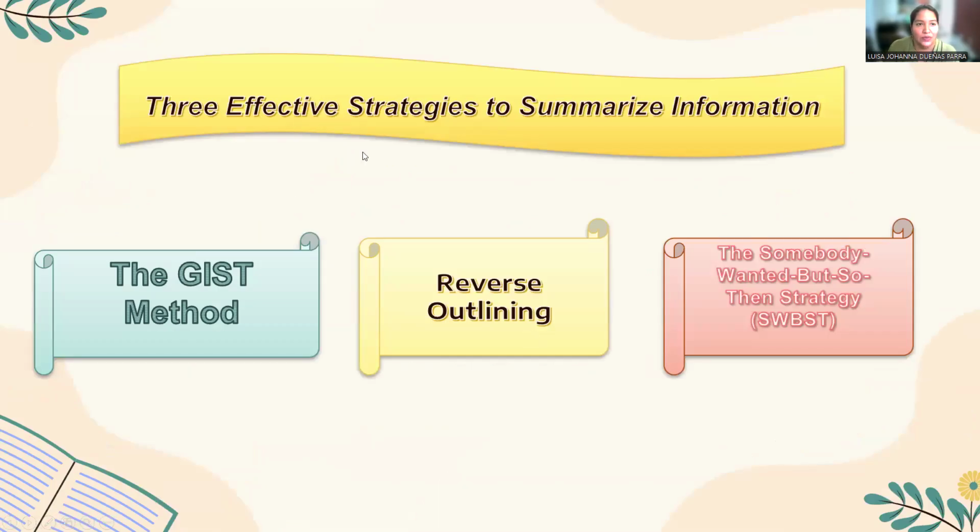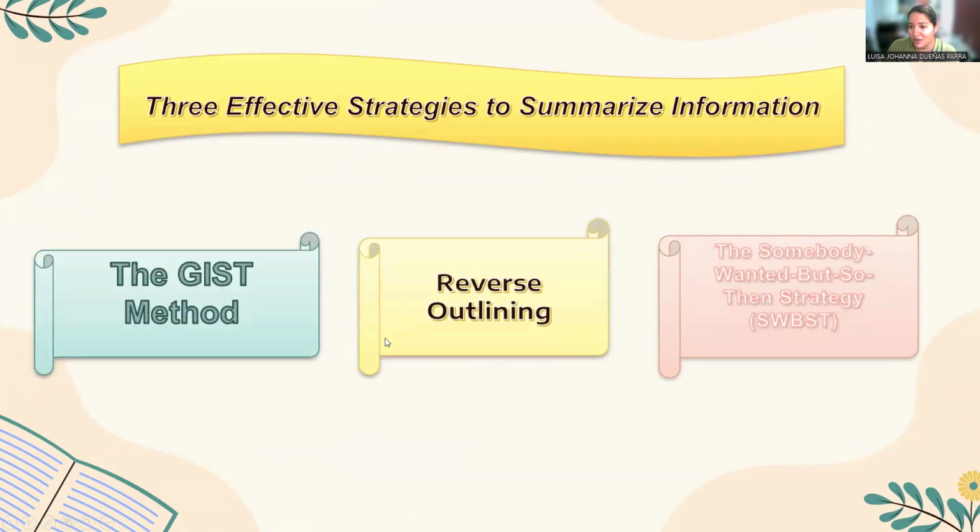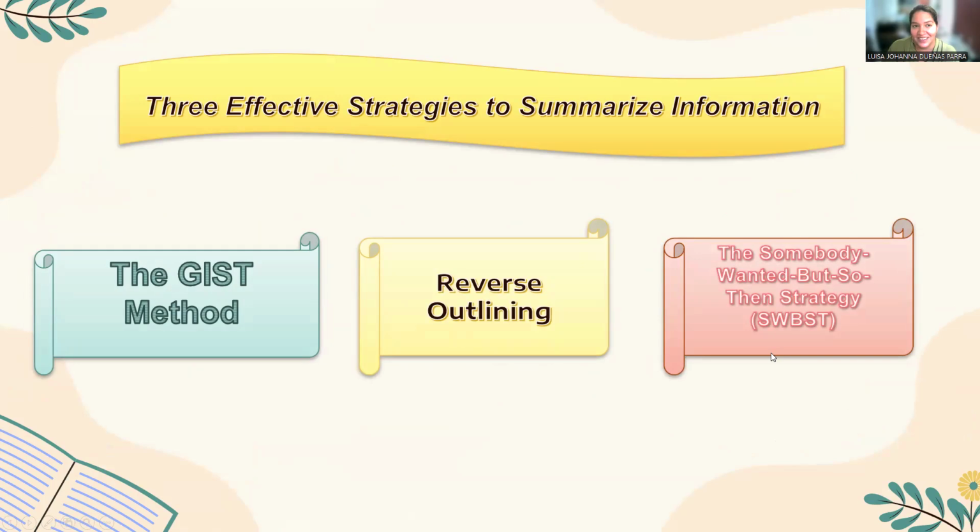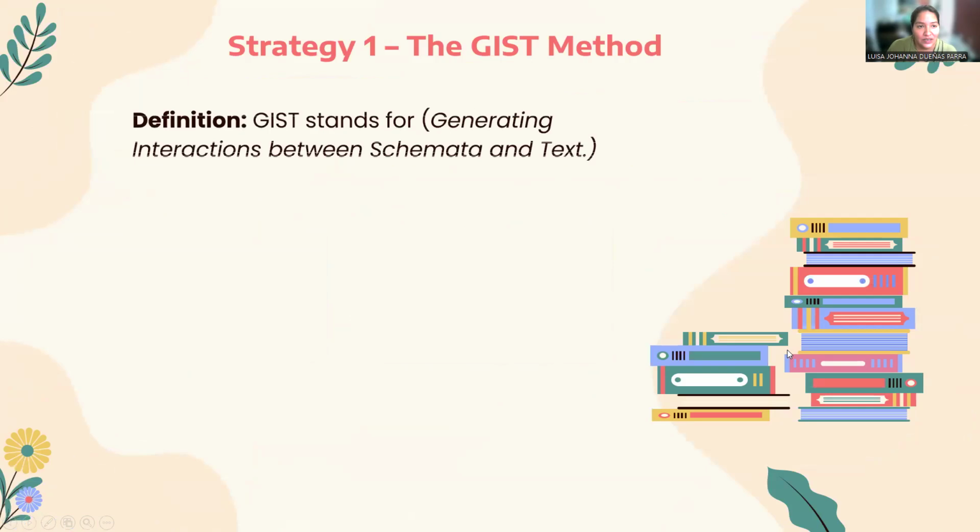I present to you three effective strategies to summarize information. We have three here: the GIST method, reverse outlining, and the Somebody Wanted But So Then strategy. I know it's too long, SWBST. So let's continue with strategy one, the GIST method. What is the GIST method? By the way, according to the definition, GIST stands for Generating Interactions Between Schemata and Text.